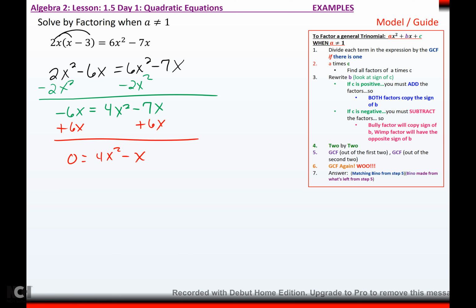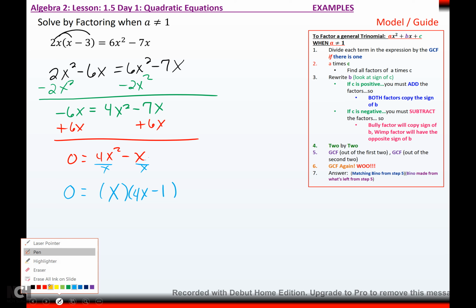Now, notice here that we don't have any constant. So I don't have to do the whole a times c thing. All I have to do when there's two terms is it's either one of the specials, difference of squares, or sum or difference of cubes, or I can just GCF times what's left. The only thing these two have in common is an x. So my GCF is x. If I divide by it, 4x squared divided by x, I get 4x. Negative x divided by positive x is negative 1.